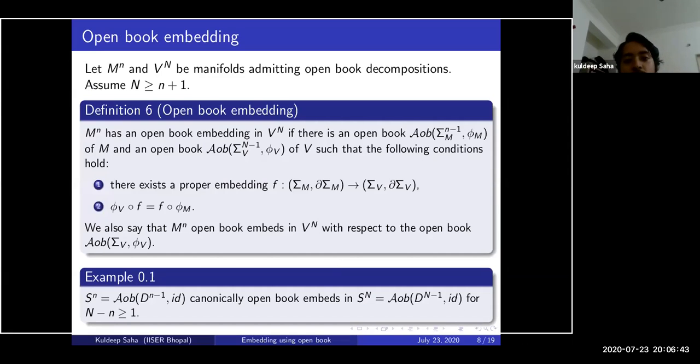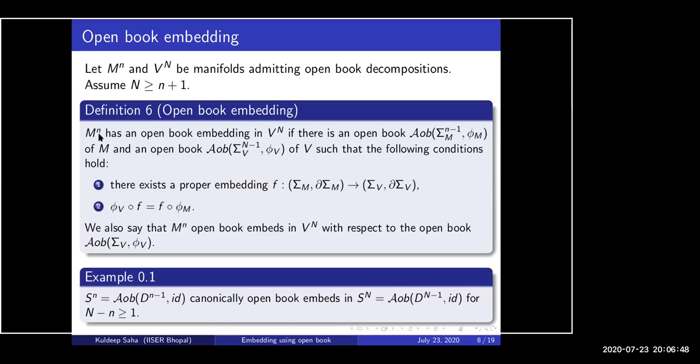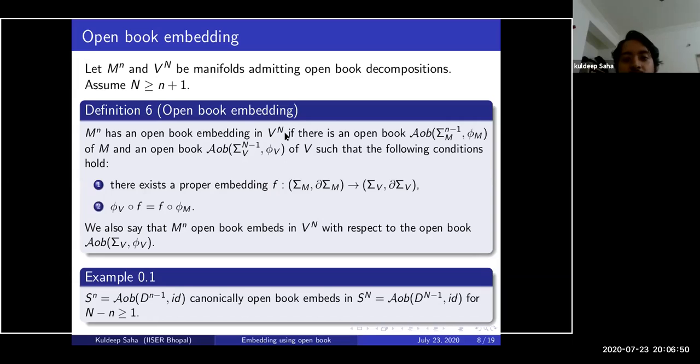So next we come to the notion of embedding for open book decompositions. We say an open book M^n embeds inside V^N if there exists an open book (Σ_M, φ_M) for M and another open book (Σ_V, φ_V) for V such that there exists a proper embedding of Σ_M inside Σ_V and this commutativity relation holds. All this relation is saying is that if you embed Σ_M inside Σ_V and then apply φ_V, it restricts to φ_M on the embedded page.